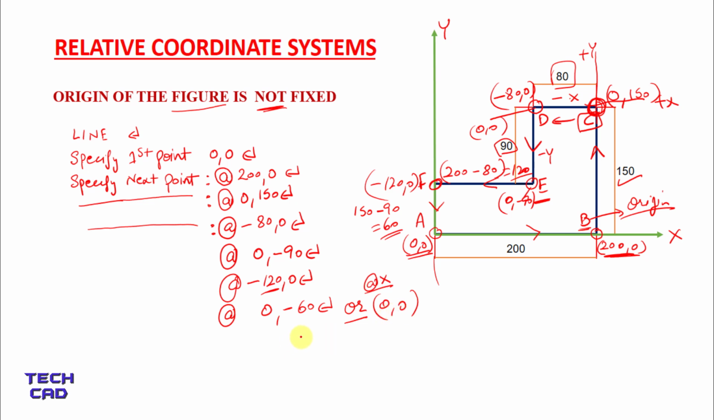In this way you can make figures in the relative coordinate system. The only difference between relative and absolute is that in this one, the origin is not fixed. Wherever you move, that becomes the origin for the next point. In the absolute coordinate system, the origin is always fixed. One point is always fixed as the origin. So students, this is the way to write your program in the relative coordinate system.